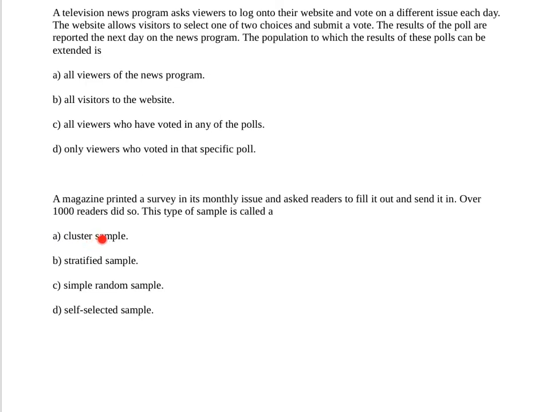Well, it's not a cluster sample, right? We talked about cluster sampling before. It's not a stratified sample. It's not a simple random sample. Don't be fooled. It's a self-selected sample because people can choose whether or not to fill out this little survey and send it in. So that's another term for this type of poll up here. It's a self-selected sample. If people want to be in it, they can be, and if they don't, they don't have to be. And unfortunately, those types of polls just don't apply to large populations. Okay? So this one is a self-selected sample.